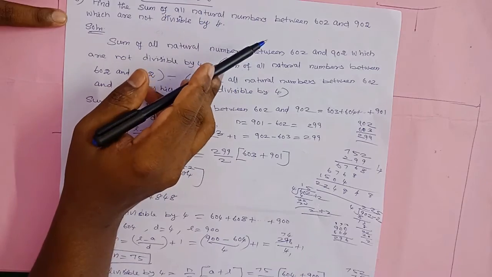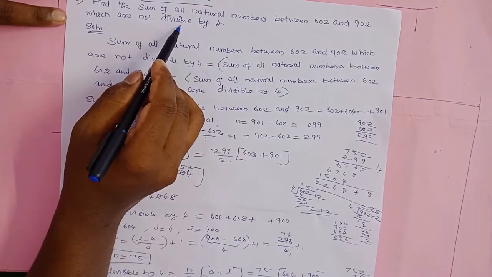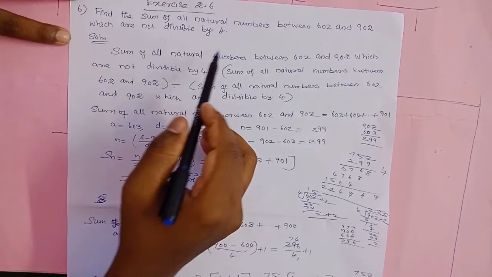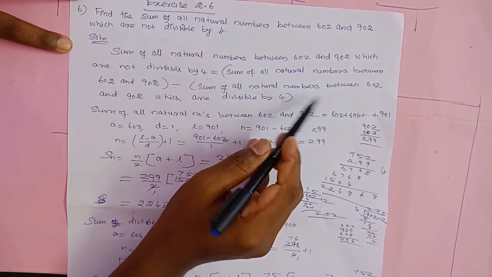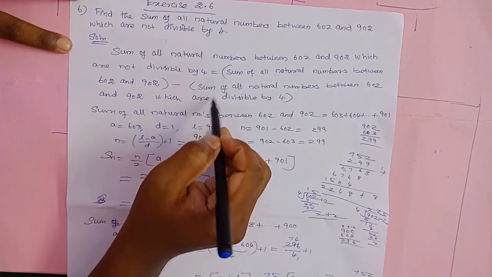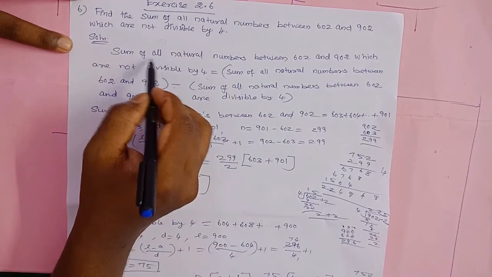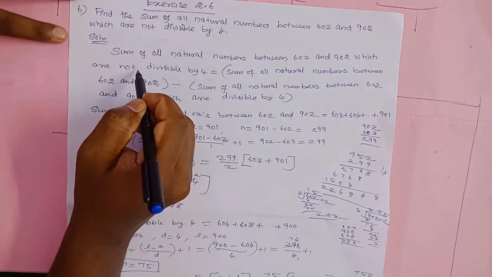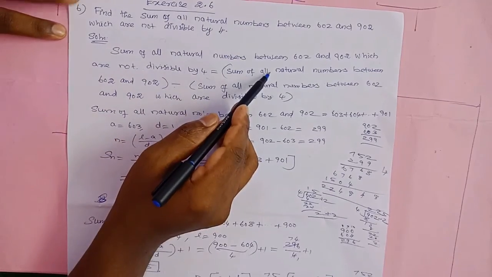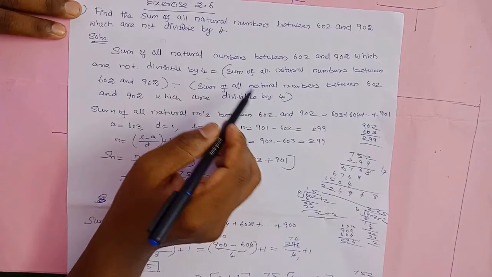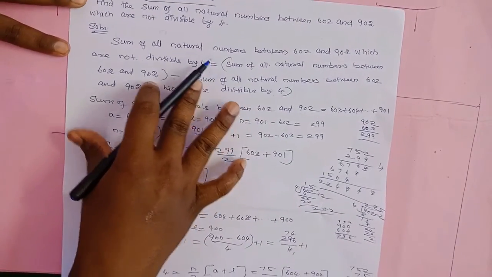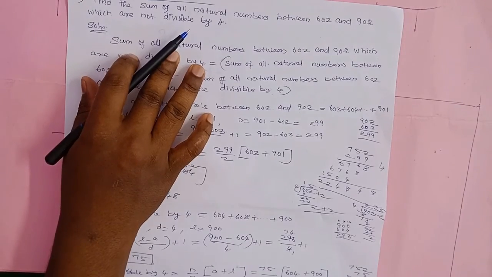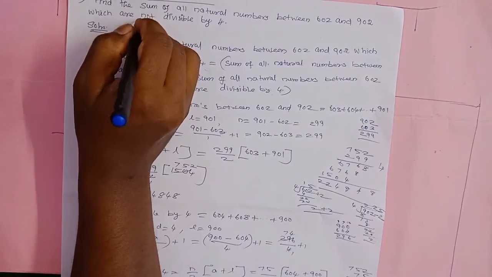Sum of all natural numbers between the two numbers which are not divisible. So for not divisible, first you have to find the sum of all natural numbers between the two numbers, then the sum of all numbers which are divisible, then subtract the two sums. That is the answer for the sum of all natural numbers which are not divisible. So you have to find two sums. This will be a nice compulsory question. There is a chance that important questions will be asked. If the word not is not given, it will be a very simple question.